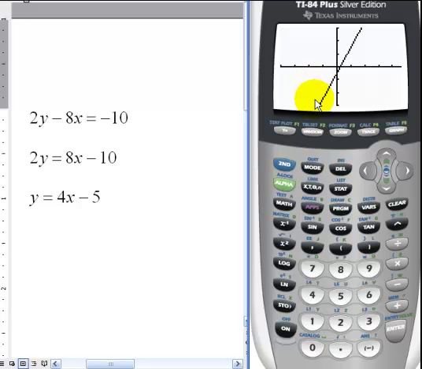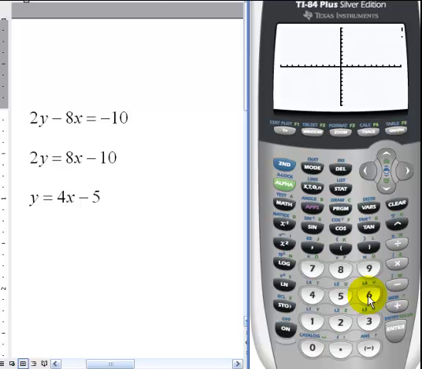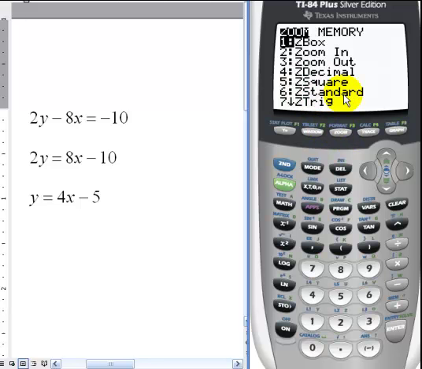If I ever mess up my window values and I want to go back to a standard window, under the zoom key, number 6, I'm going to punch number 6 here and have a zoom standard. The zoom standard resets the window to be minus 10 to 10 on the x-axis with an x scale of 1 and a y min of negative 10, a y max of positive 10 with a y scale of 1. We can see that right there. So if I'm ever doing some strange stuff with my window and I want to reset it to a normal viewing window, the zoom standard, zoom number 6 is what gave me that option.